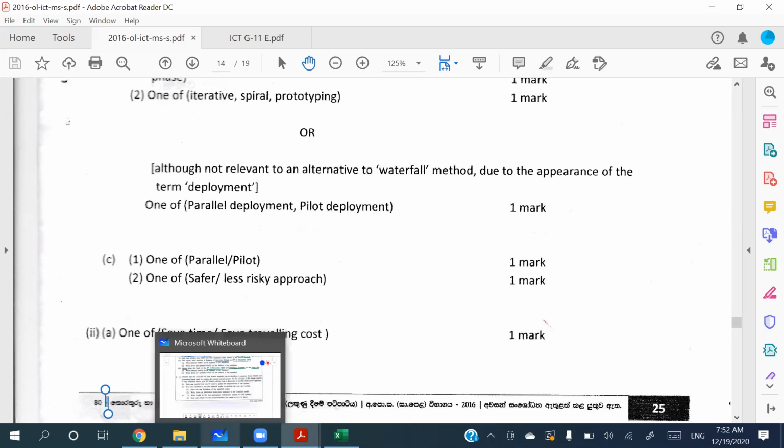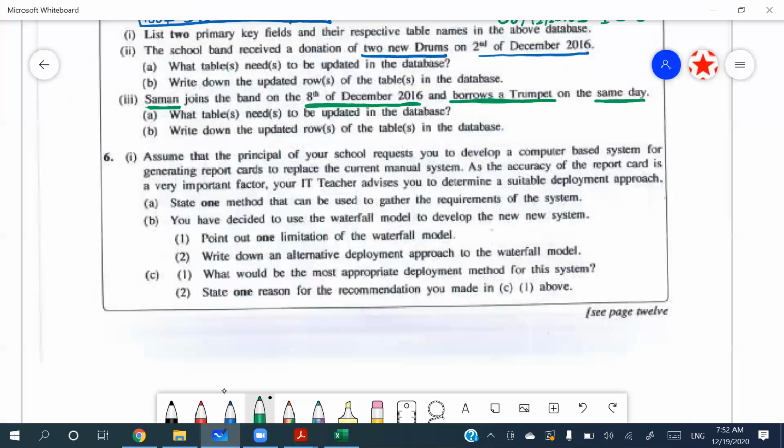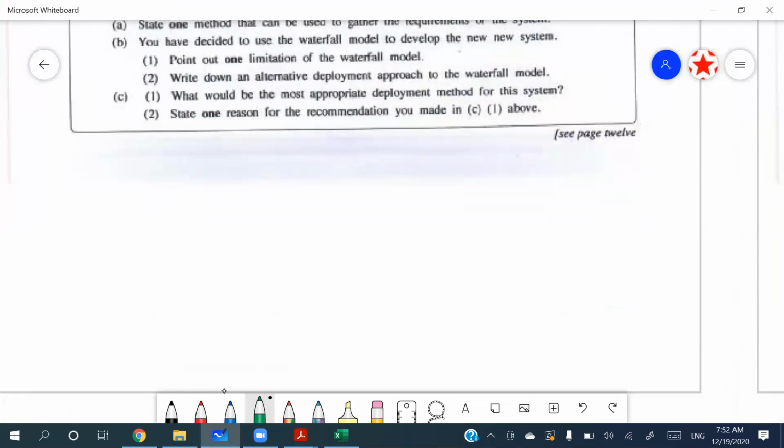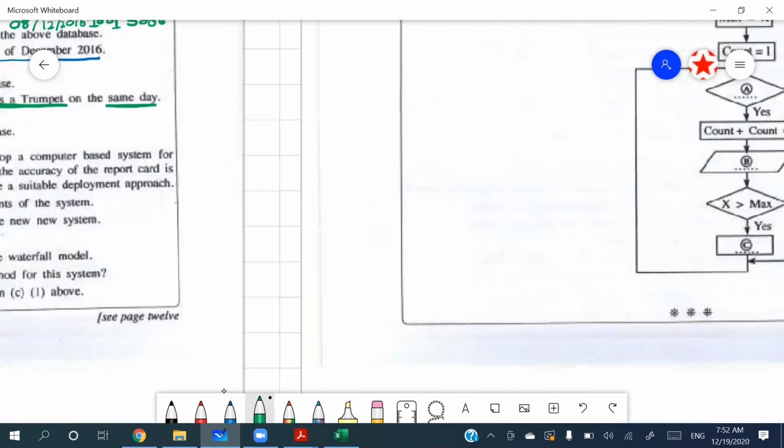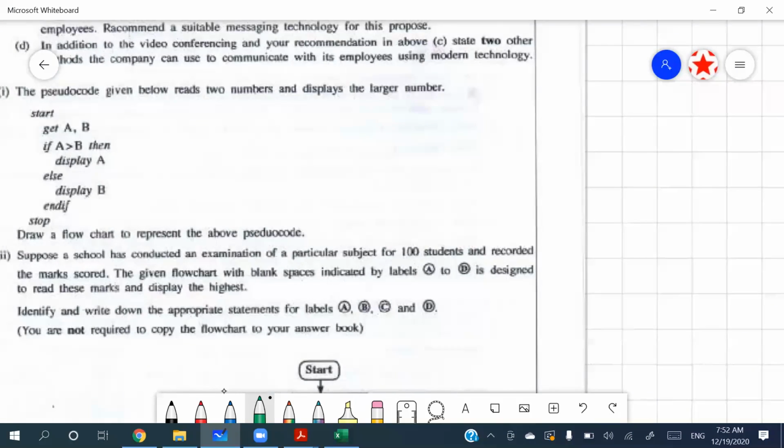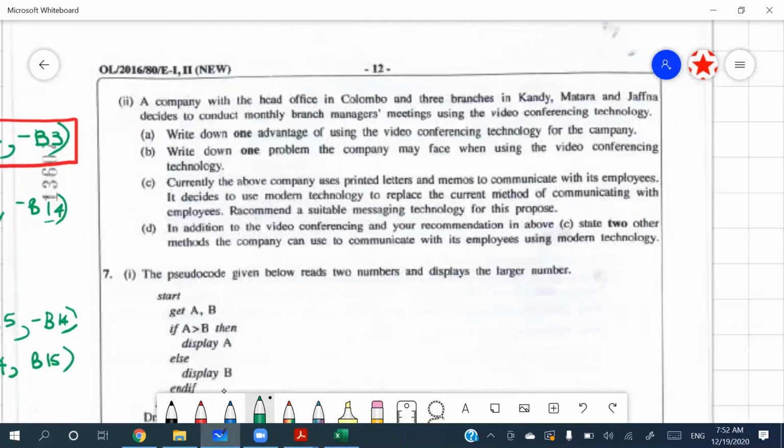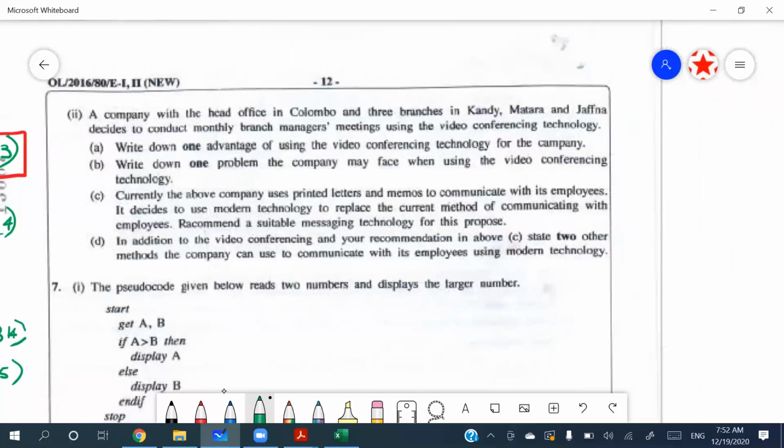And in the very last part, they are asking what would be the most appropriate, oh no, not the C, it's the D part we are talking about. Yeah, in the second part, it says a company with head office in Colombo and 3 branches in Kandy, Matara and Jaffna decide to conduct a monthly branch manager meeting using video conferencing technology. Write down one advantage of using video conferencing technology for the company.